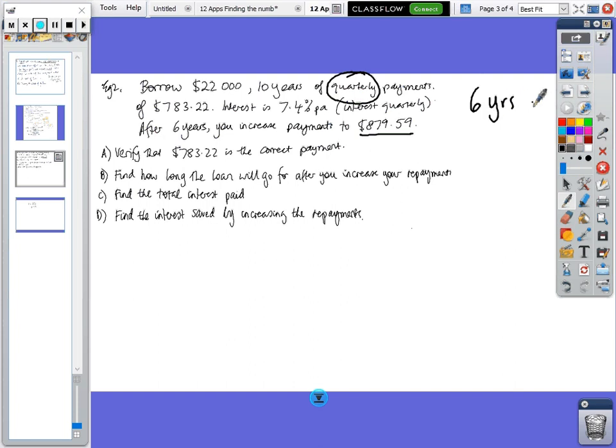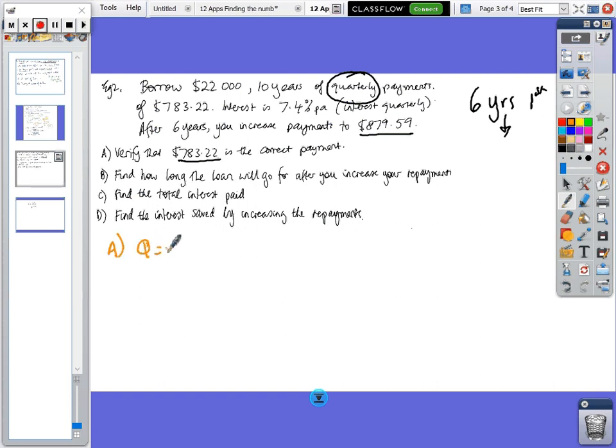So you've got 6 years of the first payment, and then after that you're going to make a new payment, but we're going to see if we save money along the way. Okay. So first question says verify that $783 is the correct payment to pay it off. So that's going to be the Q calculation.